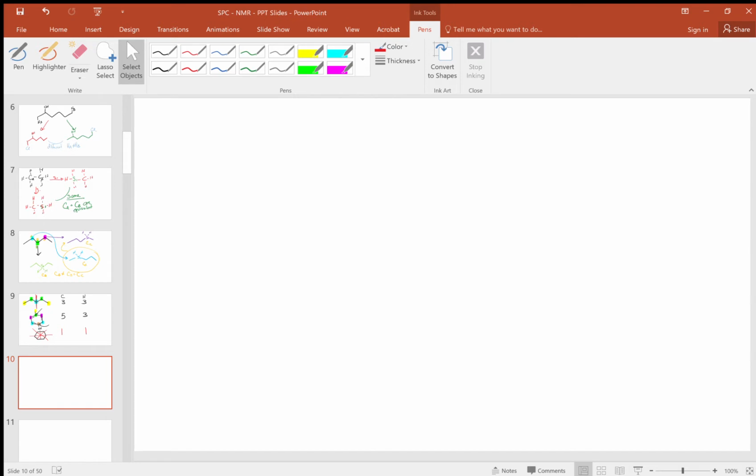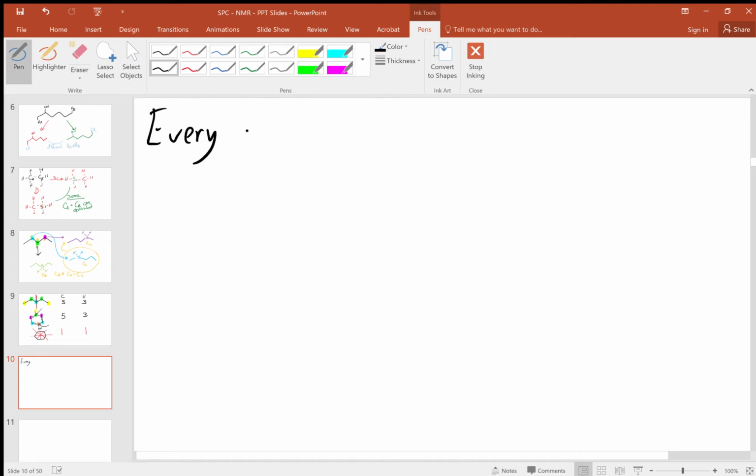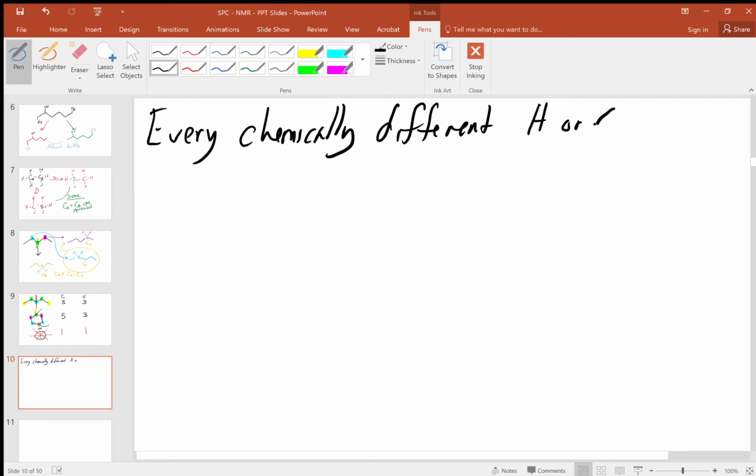So why does all of this matter? Well, as we said previously, every chemically different hydrogen or carbon will have its own peak.